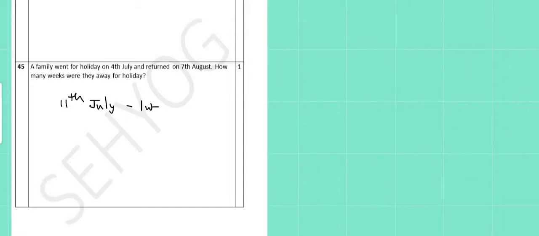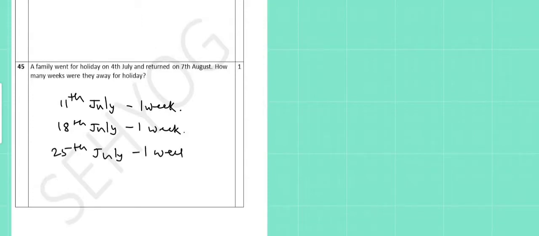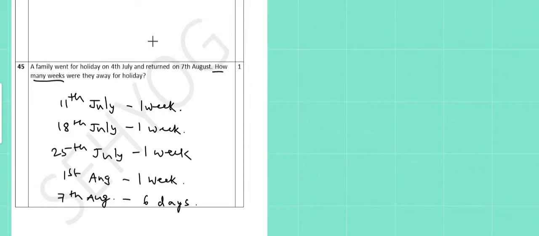So, starting from 4th July to 11th July is 1 week. Then from there onwards, 18th July is another week. Then 25th July makes another week, and after 1 more week it is 1st August, and then till 7th August it is another 6 days. Since they are asking how many weeks they were away, we can write it as a whole number, that is 5 weeks.